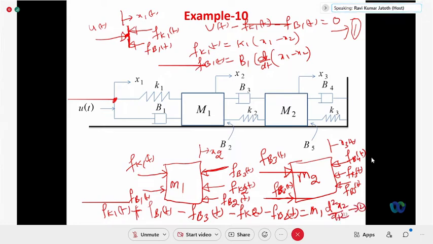Similarly, if you write the force balance equation at M2, you will get one more equation. Now you know the forces, you have to substitute them. If it is asked X2 by U of S, then you can get X3 from one equation, X1 from another equation, substitute in that, and then eliminate the unwanted terms.